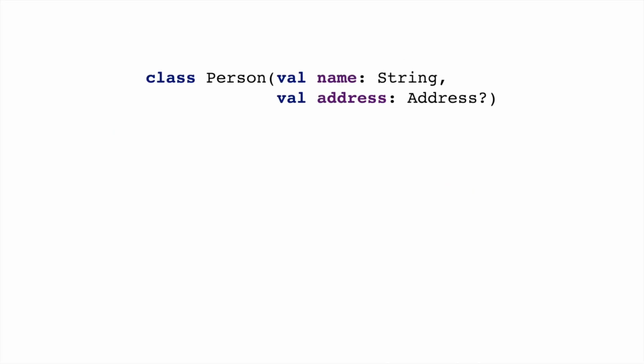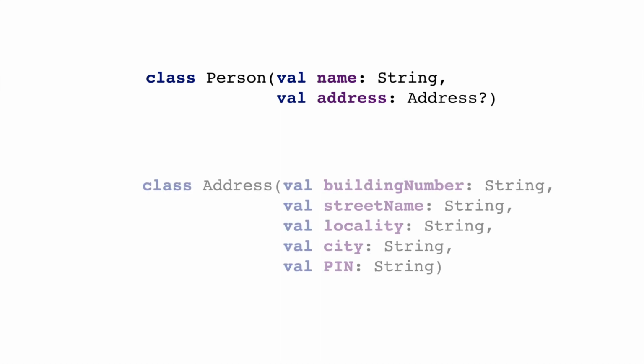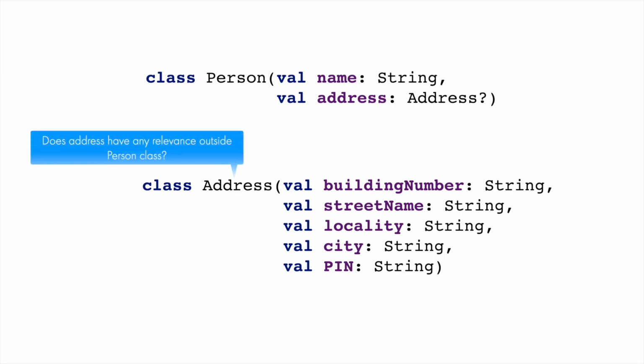Let's assume that I have a class called person with name and address. And what is address? That's another class. It has got building number, street, locality, city, and a pin. Now, the question that someone might ask is, does the address class have any relevance outside the person class? Well, the answer could be yes or no, depending upon how you may look at it.